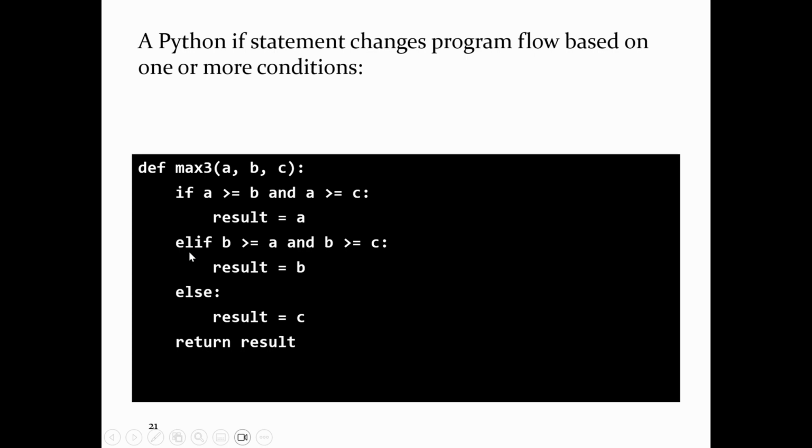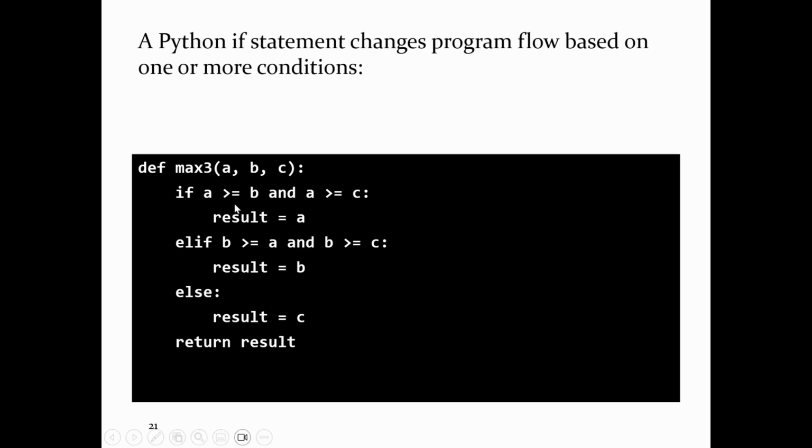Using the else if part of the if statement. And if you know that A is not the max and B is not the max, then it must be the case that C is the max. And now you can return the result down here. So this is one way to do it. There's many, many ways to write this particular function.